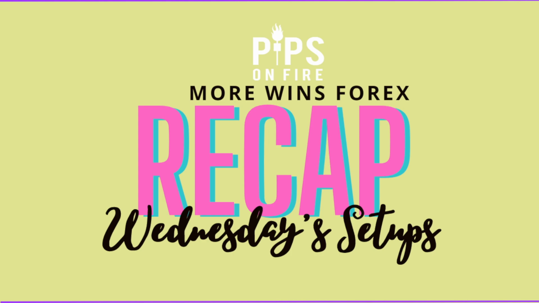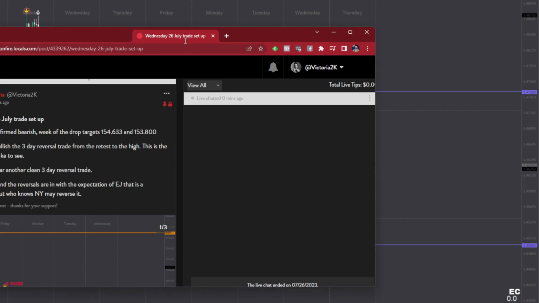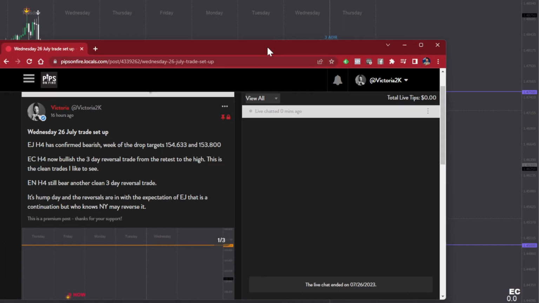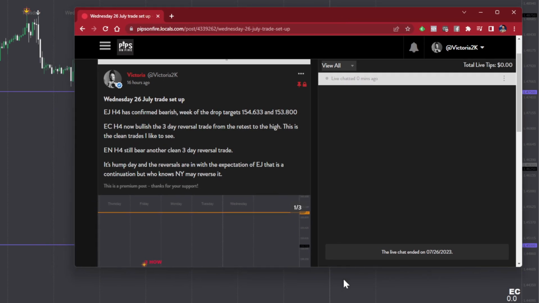Okay, so we are going to take a look at the 3 trades that I talked about today in our locals. So let me bring that up real quick. Make sure you guys can see this. Okay, all right, so I had dropped 3 trades here. So we're going to look at EJ, EC, and EN.